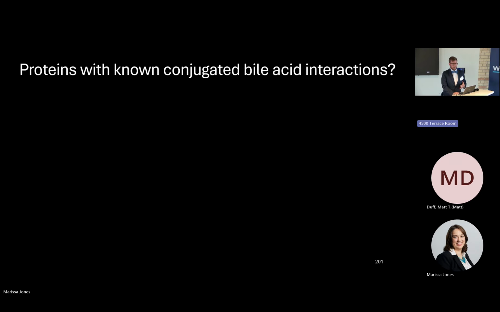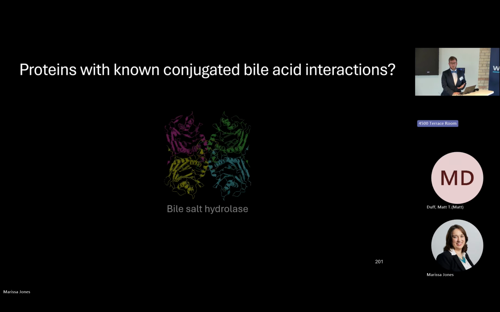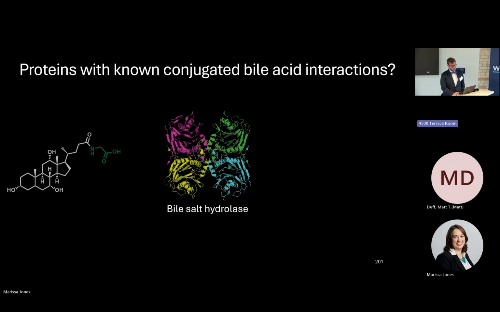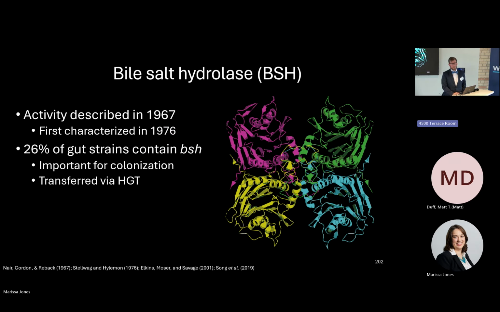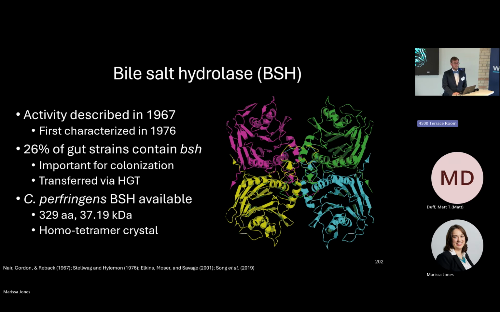But we already talked a little bit about enzymes that interact with bile acids as a whole. The poster child for that gateway reaction being bile salt hydrolase, where it's responsible for liberating that amino acid glycine or taurine, resulting in free bile acids. This enzyme was first described, or at least its activity was first described in 1967. And around a quarter of strains in our gut contain a functional bile salt hydrolase gene. That's important for colonization, and it is readily horizontally gene transferred. And luckily for me, I didn't have to worry about cloning and expressing and purifying this protein too much, because there's a commercially available one that I was able to use as a pilot.